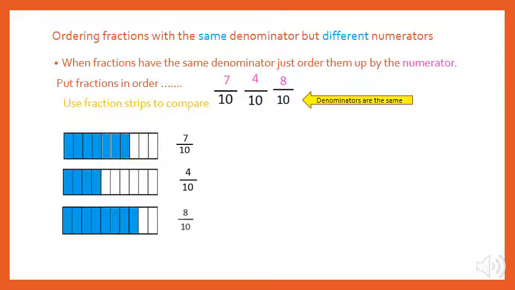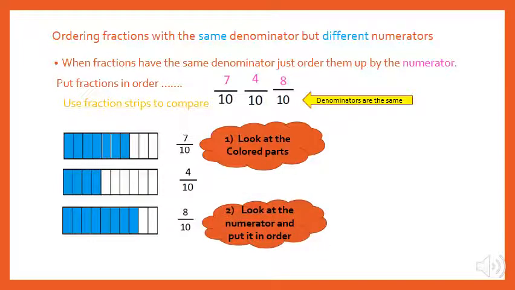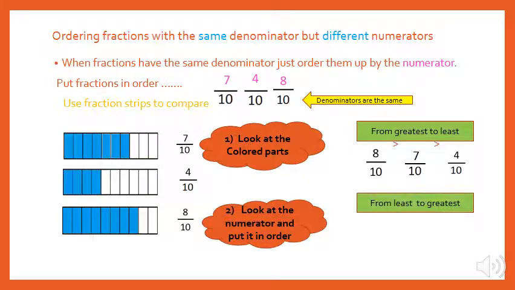Now, by looking at the drawing, you can directly see which one is the greatest and which one is the least. Now look at the numerator and put it in order. Let's order here from greatest to least, and here from least to greatest. Here, because the denominators are the same, you can directly order them without the drawing. But to be more sure, we draw.